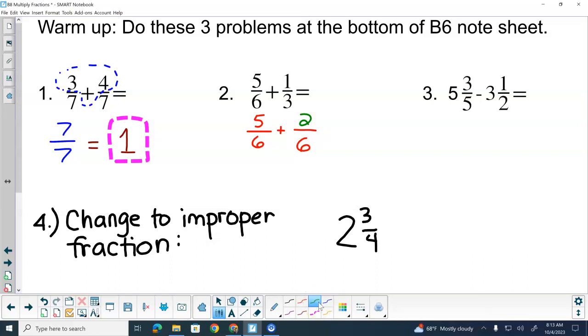Now what do we do? Step 3. Add what? Add the numerators, add the tops. 5 plus 2 is 7. Okay? And that's all going to be over 6. Can I reduce 7 over 6? Can't reduce it, but I can rewrite it as what?